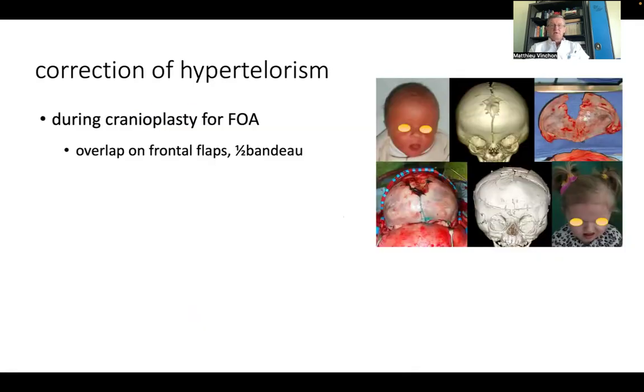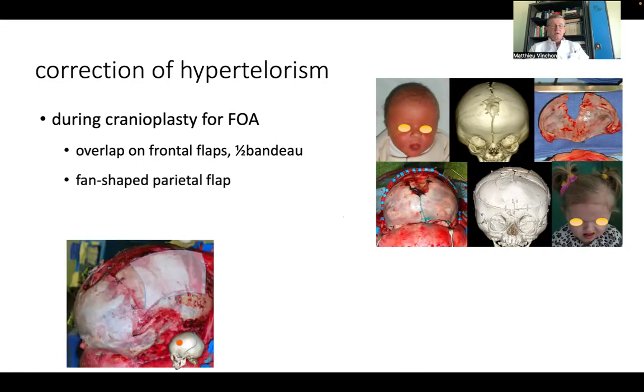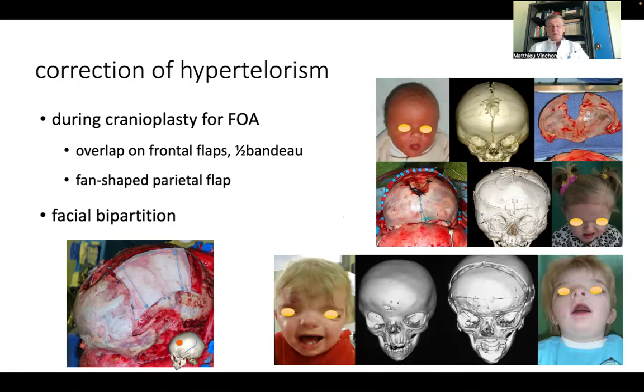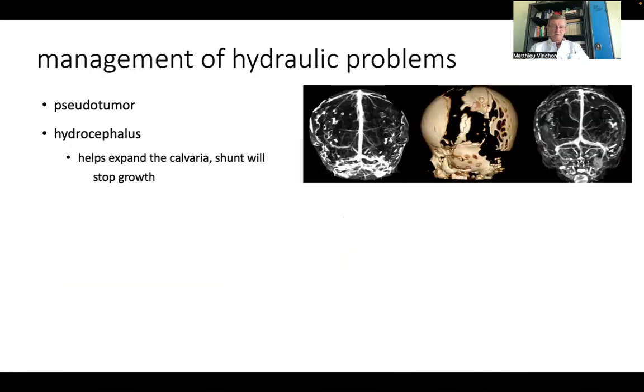The hypertelorism can be a difficult problem. It can be improved when we do frontal-orbital advancement by overlapping the frontal flaps and both hemibandos. It improves the shape, but it can also be a little bit improved when you do parietal flaps, which can be asymmetrical with a larger transverse diameter anteriorly and posteriorly. That means that when you advance the flap, it reduces the coronal length. And in the most severe cases, we may need to do a facial bipartition, which is a huge operation, but can improve very much the outlook of these children.